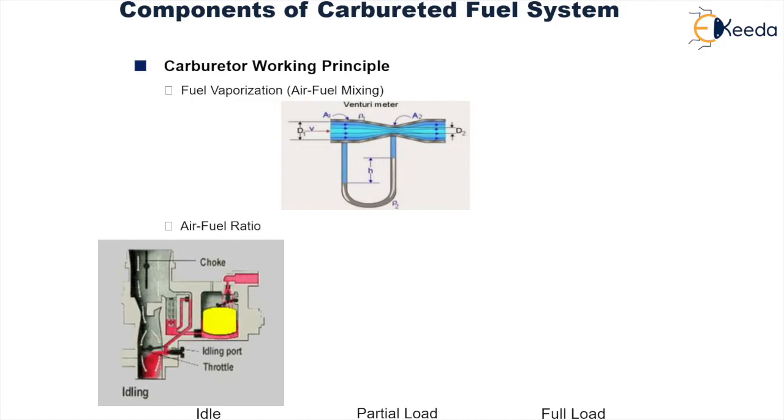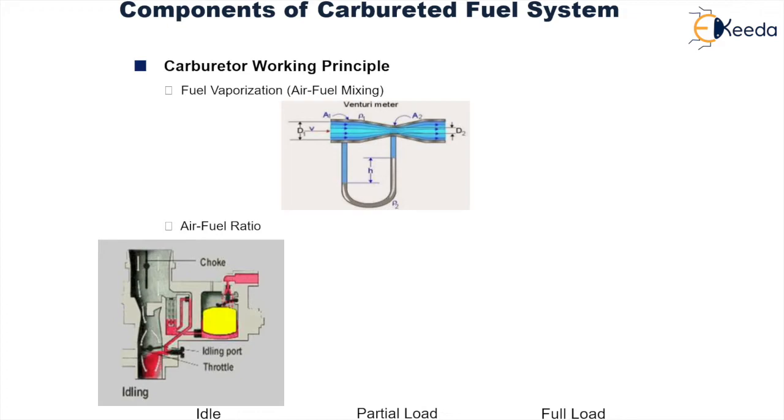For this, we need to ensure that fuel is continuously supplied. Now we know that during idling, no one pulls the accelerator. That is, throttling is almost at zero. So even when throttling is zero, you need to ensure that fuel is being supplied into the carburetor. Now this purpose is served by the idling screw or the idling port.